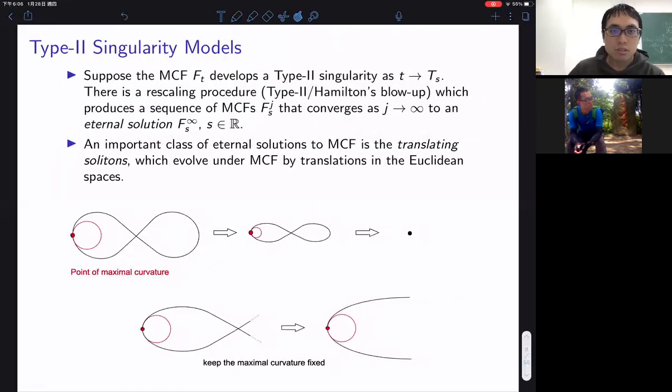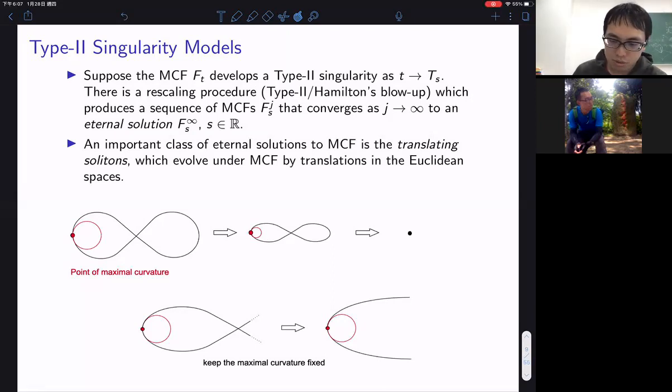Okay, so here's the idea about how we produce the type 2 blow up. The initial data here is a kind of figure 8 curve in the plane. If you run the mean curvature flow, it will start to shrink, and at finite time it will shrink to a point. And this is a type 2 singularity.